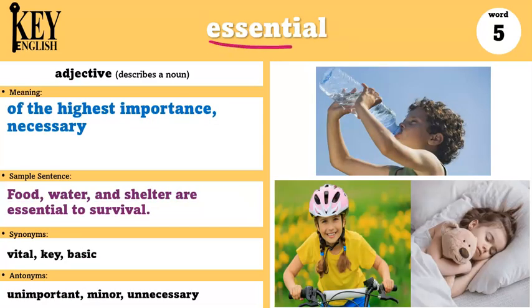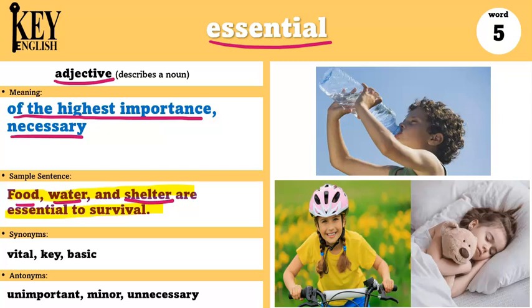Our next word is essential. Essential is an adjective and it means of the highest importance or necessary. So something essential is super important. You can't do without this thing for whatever you are doing. For example, food, water, and shelter are essential to survival. If you don't have food, water, or somewhere safe that you can stay, like a shelter, then it's difficult to survive or to stay alive. So I can say these three things are essential for people.